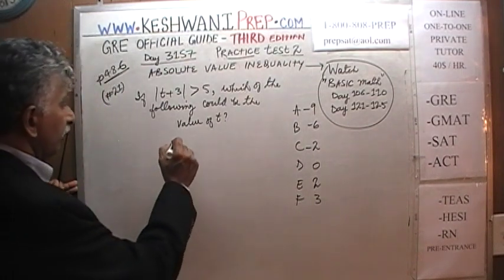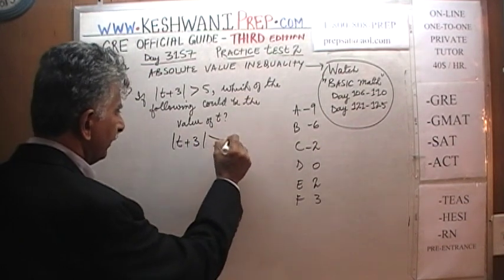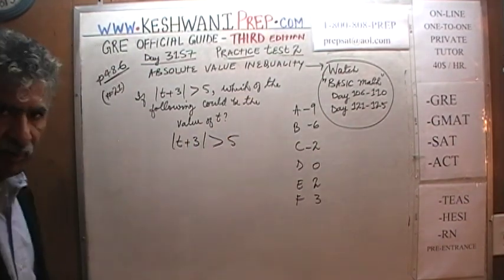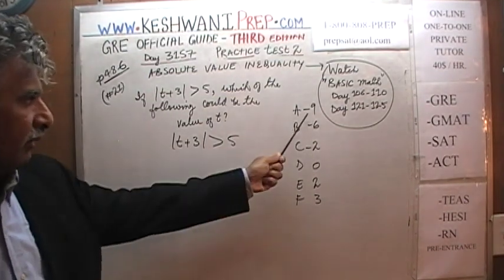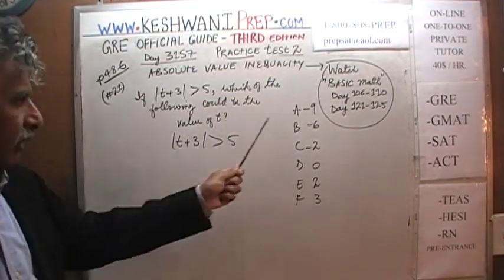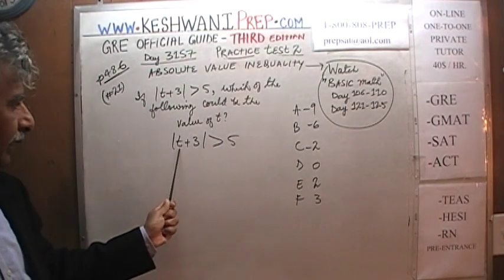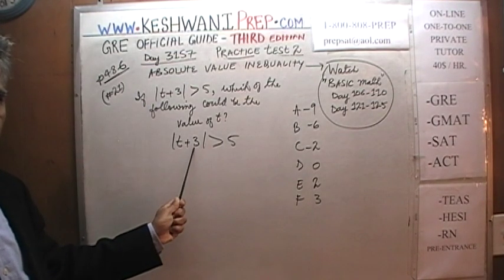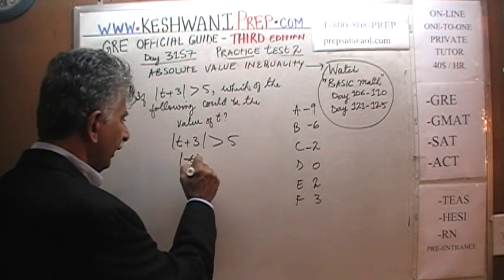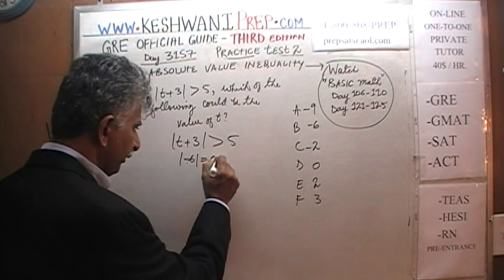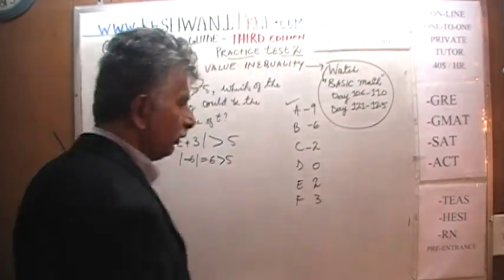Let's work on it. We are told that absolute value of t plus 3 is greater than 5. There are 2 ways we can go about it. One way is to actually plug in the numbers and see if it works or not. For example, if you put in negative 9 here, just follow me. Negative 9 and a positive 3 will give us negative 6, and the absolute value of negative 6 is 6, which indeed is more than 5. So we know negative 9 would work.